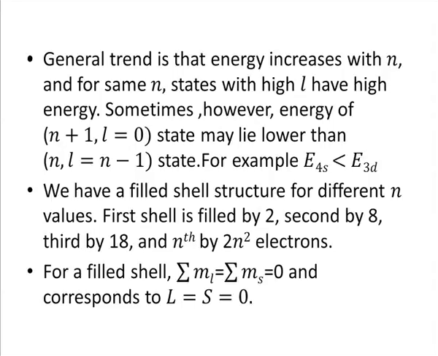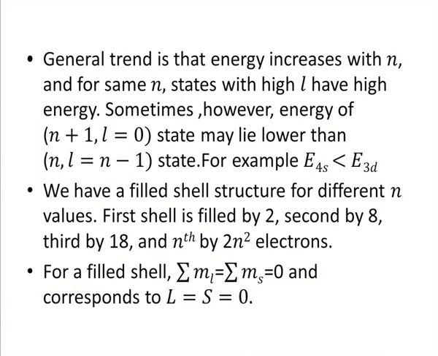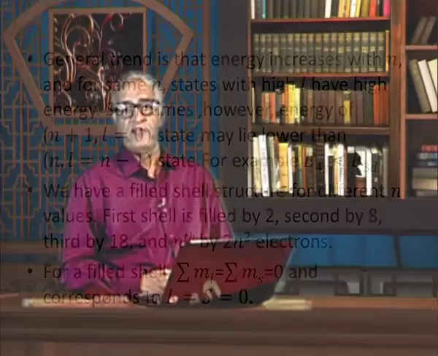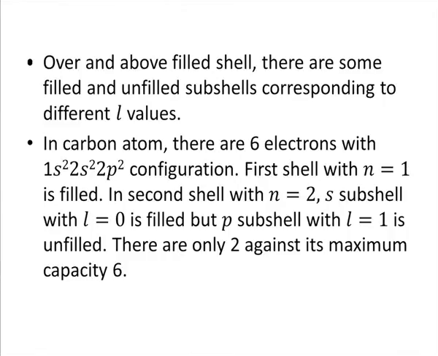For a filled shell, sigma ml and sigma ms are equal to 0. Sigma ml means the sum of all ml values, sigma ms is the sum of all ms values, and this corresponds to L equal to S equal to 0, which means that for a filled subshell, the total orbital angular momentum is 0 and total spin angular momentum is also 0. Over and above filled shells, there are some filled and unfilled subshells corresponding to different l values.